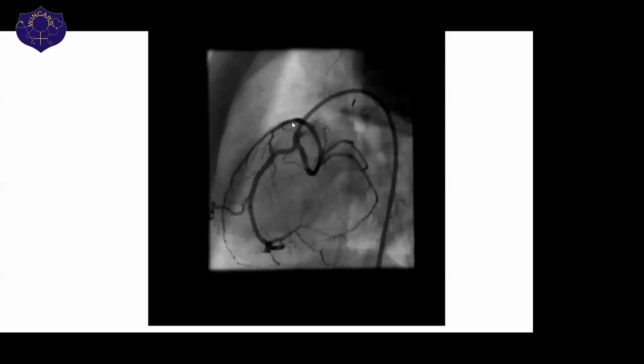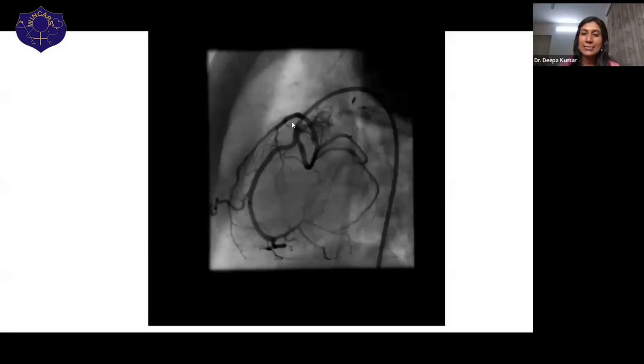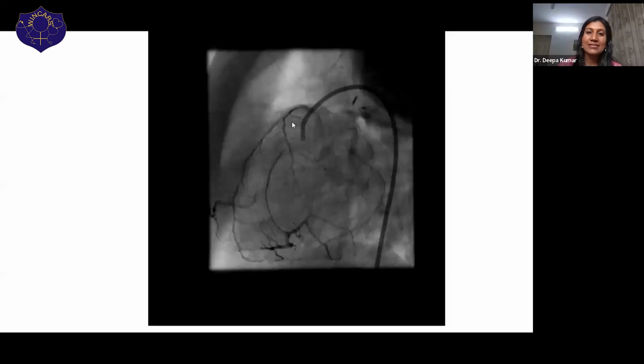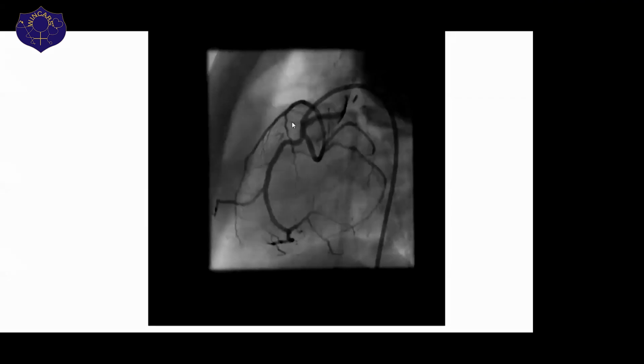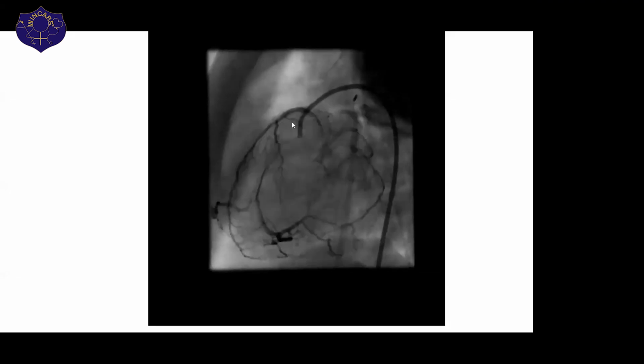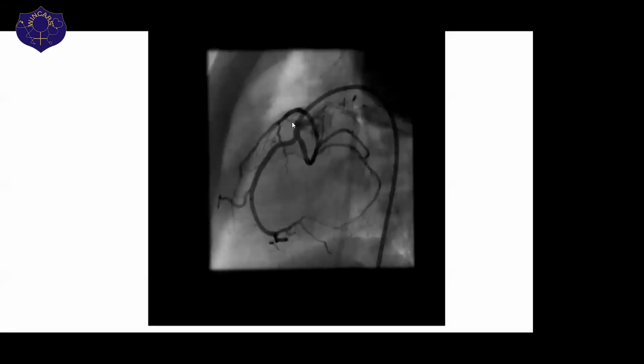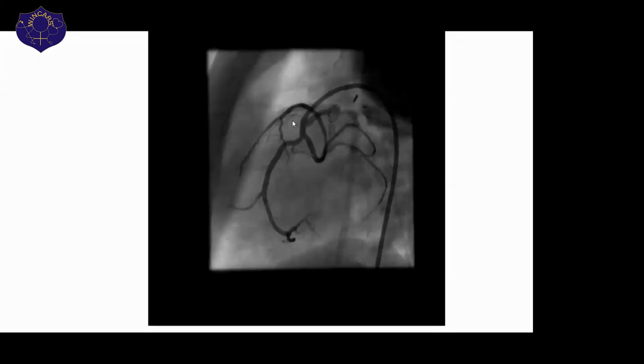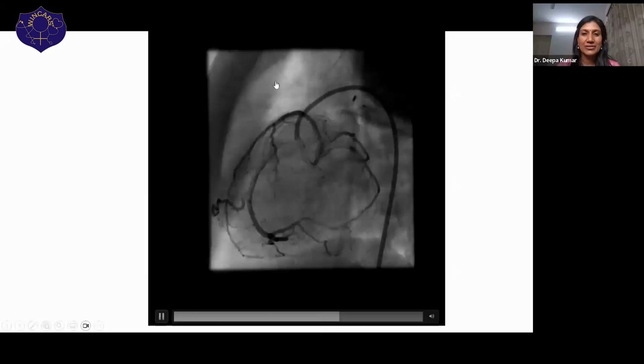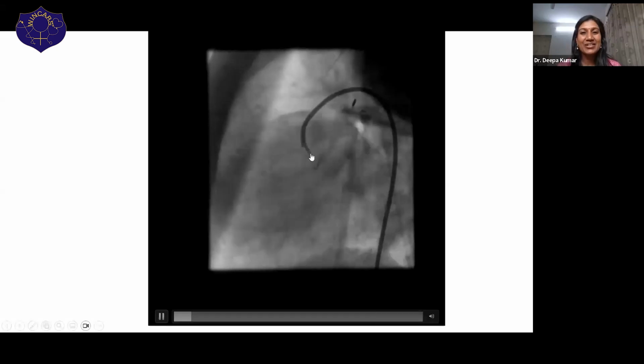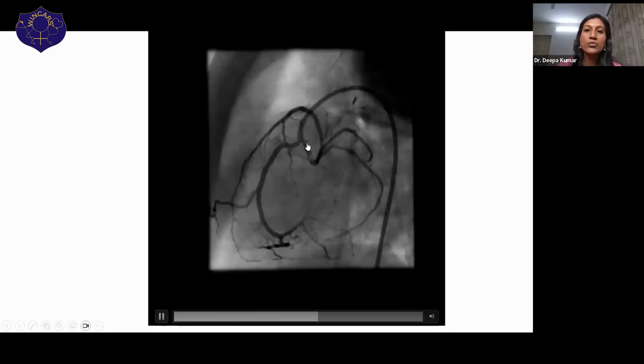Single RCA. Single coronary RCA giving all branches, anomalous origin of left coronary from right cusp. These are the answers. Single coronary. Yes. Okay. It is a single coronary.